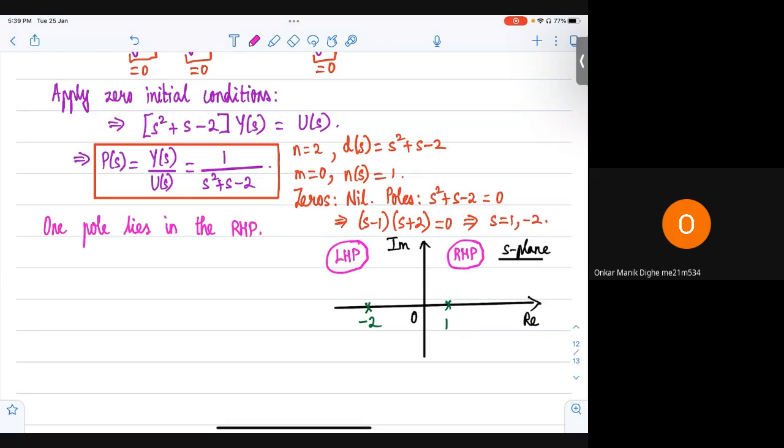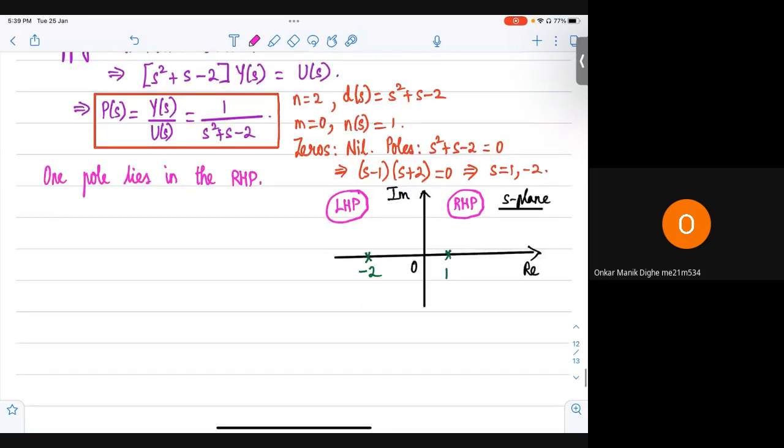In the previous example, the poles were at -1 and -2, so both poles were in the left half complex plane. In this particular example, one pole is at +1 and one pole is at -2. So we can observe that one pole now lies in the right half complex plane. This is a very important difference. Now let us calculate the unit step response and see what we get. So let's do that exercise.